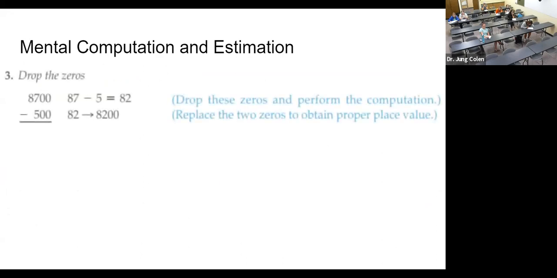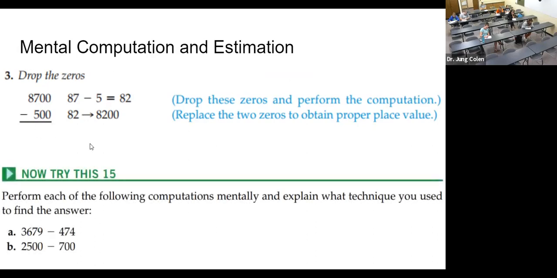Okay. Then the next one is dropping the zeros. If you have so many zeros, you can just ignore them and put them back later, right? So instead of reading this as 8,700 minus 500, our unit can be 100. Now we can do 87 minus 5, in hundreds. How many hundreds are there? 87 minus 5 is 82 hundreds. Put those 2 zeros there, right? So that's another easy mental computation we do.